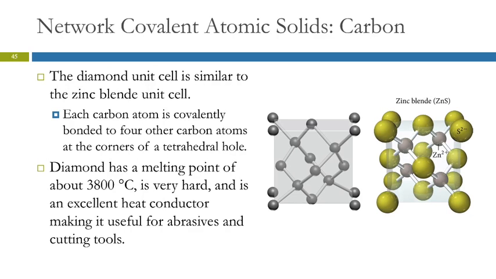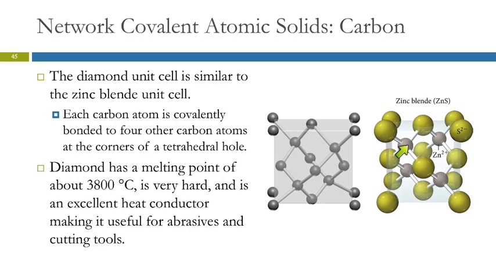The diamond unit cell is similar to the zinc blende cell. But we have the carbon atoms covalently bonded to 4 other carbon atoms at the corners of the tetrahedral hole. I know that made a whole bunch of sense, right? In the diamond structure, all of these, the zinc and the sulfides, they're all carbon. And instead of being attracted by opposite charges, they're actually covalently bonded.